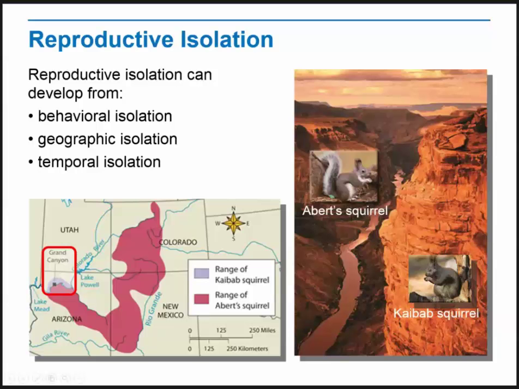A third isolating mechanism, known as temporal isolation, happens when two or more species reproduce at different times. For example, suppose that three similar species of orchids live in the same rainforest. Each species has flowers that last only one day and must be pollinated on that day to produce seeds. Because the species bloom on different days, they cannot pollinate one another.